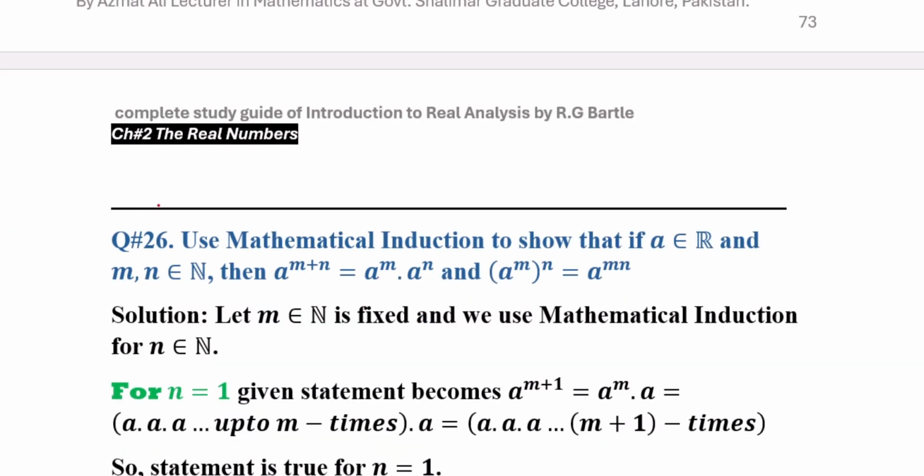Last question of the exercise, question number 26. The statement is, use mathematical induction to show that if a is any real number, and m and n are positive integers, then a raised to power m plus n is equal to a raised to power m into a raised to power n, and a raised to power m whole power n is equal to a raised to power mn. You know, these are the laws of exponents.